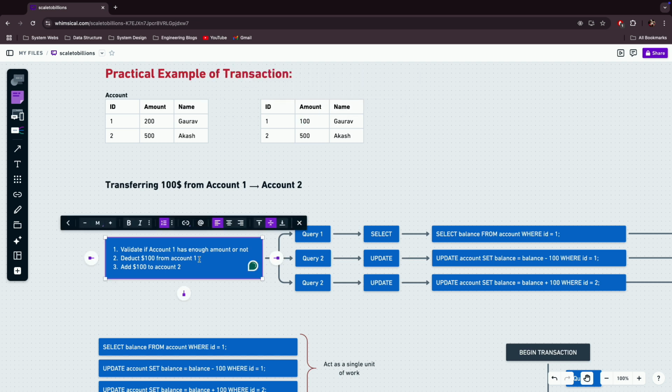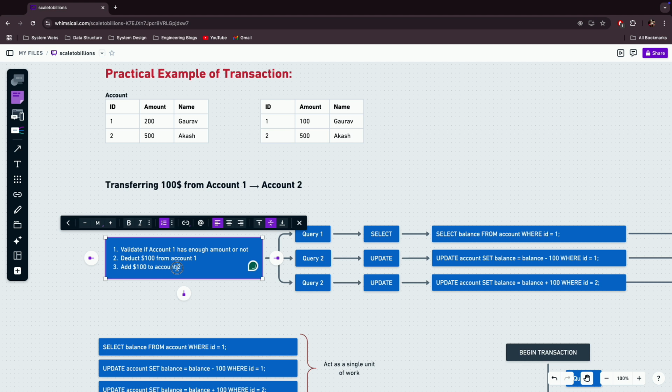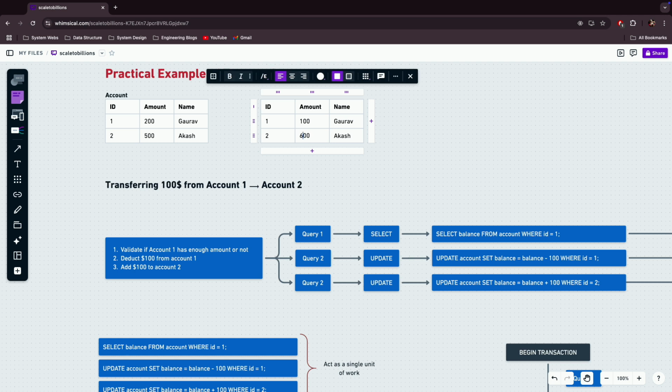This is what we are doing, deducting $100 from account one, right? So if you see, we have deducted $100. Now we will add $100 to account two. Since account one is transferring to account two, in that case, we'll add $100 to account two. This is the state we want to reach, right? Whenever transaction is happening, either no transaction has taken place or it has taken place successfully.